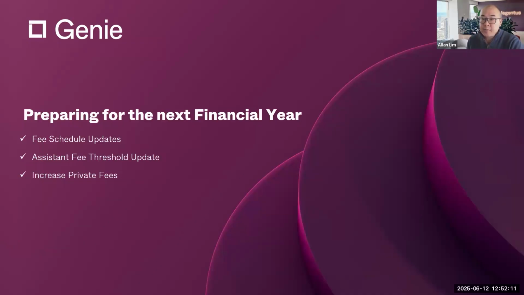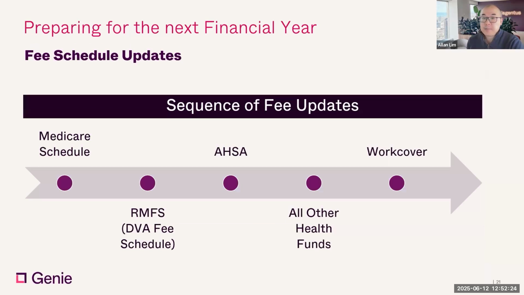Finally, we will look at preparing your practice for the new financial year, which includes running fee schedule updates, updating the assistant fee threshold, and increasing your private fees. To ensure that you are billing correct fees when processing Medicare bulk bill claims, DVA Veteran Affairs, and Eclipse in-hospital claims, it is recommended that you check for fee schedule updates in the Software Updates window.